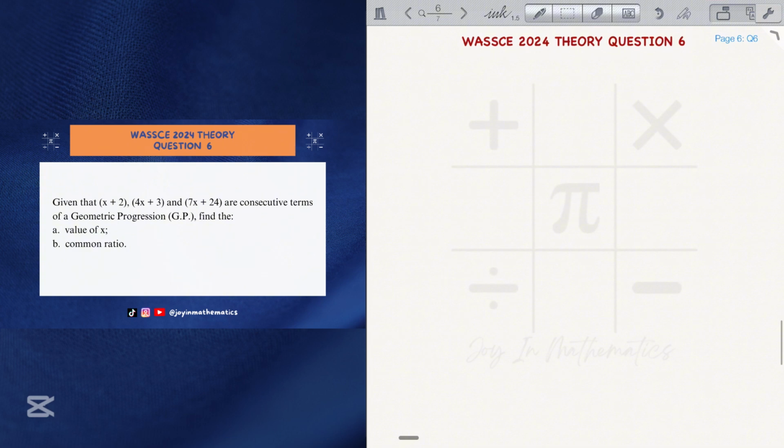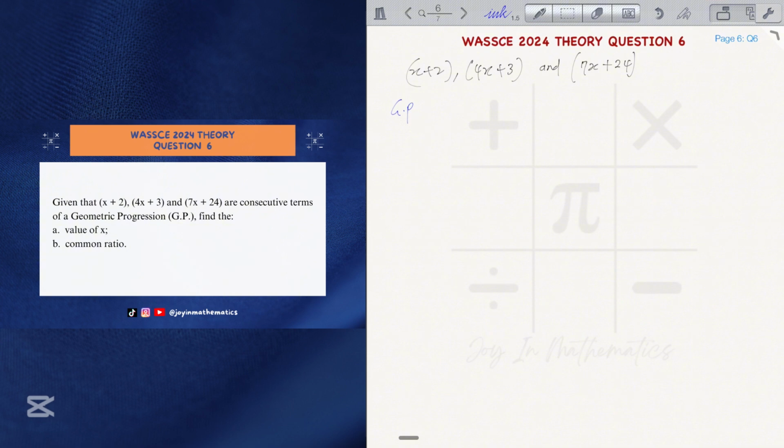Moving on to question number 6. We are given that x plus 2, 4x plus 3, and 7x plus 24 are consecutive terms of a geometric progression. So we write out GP. We should find the value of x and the common ratio r.